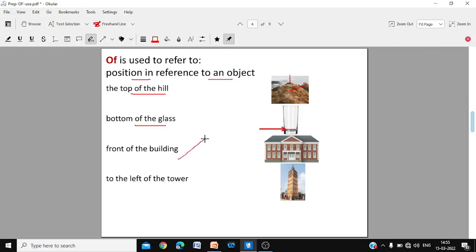Front of the building. The building is an object and you refer to a particular position, that is the front of the building. To the left of the tower. Here you have a tower and you refer to a position in reference to the tower, that is to the left of the tower. So a position in respect of an object: the top of the hill, the bottom of the glass, the front of the building, to the left of the tower.